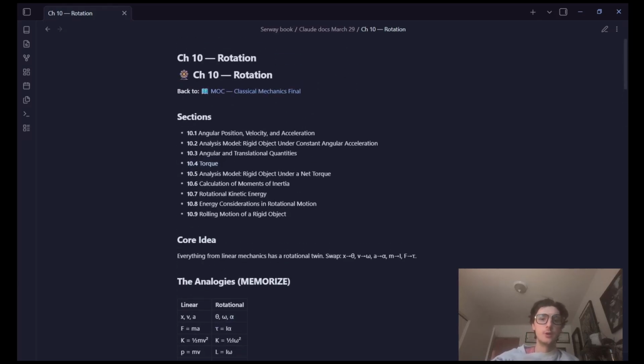Then you do some energy related stuff: rotational kinetic energy, energy considerations in rotational motion, rolling motion of a rigid object. This is a little bit of a side chapter, but it includes energy and stuff in it.